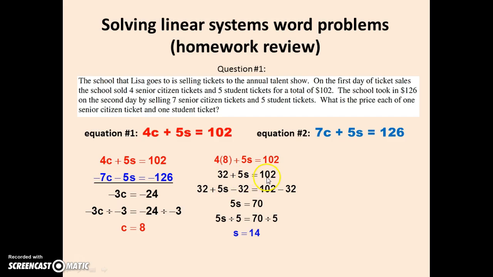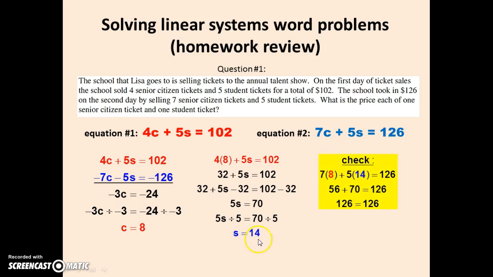So 32 plus 5s, okay, I get the constants on the same side, divide by the coefficient 5, and that takes me to the end of the problem, which is S equals 14. And remember, that's the price for 1 student ticket.